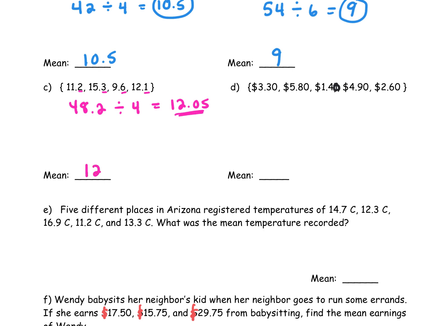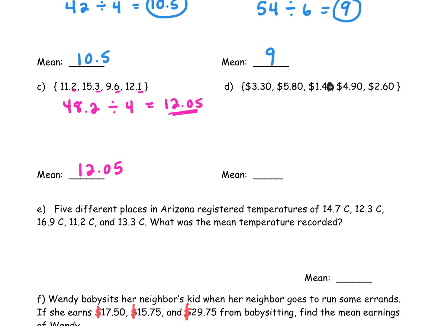So that's okay if your mean looks a little bit different than your data. Since we were not given permission to round, we're going to go ahead and say this is the exact mean. And so this would be 12 and 5/100.